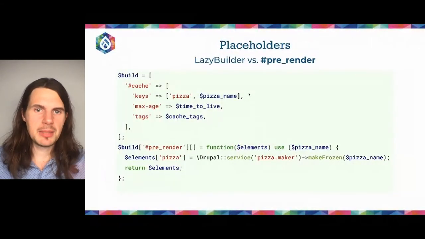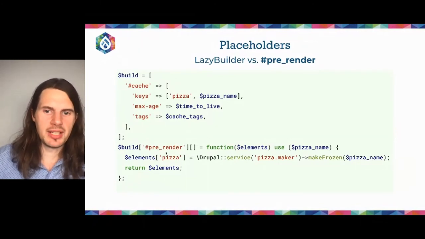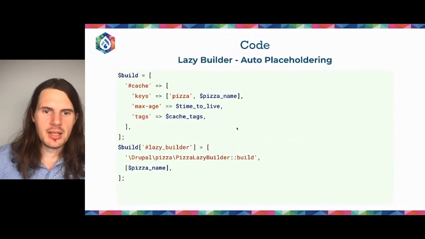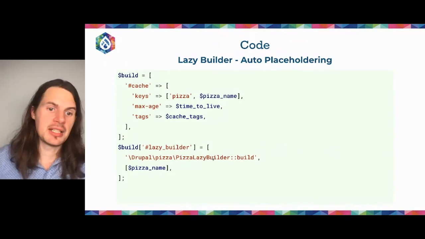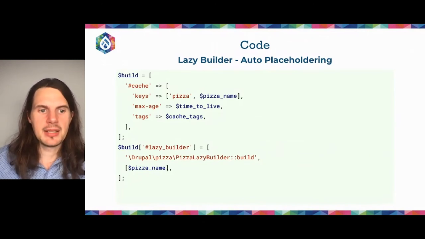So lazy builder versus pre-render. Pre-render, essentially, we have our function here. And lazy builder is we have a function to call. And what's very important is you need to also add it to trusted callbacks. There's this new trusted callbacks interface for that to work. And then you put the pizza name here. And the important thing is this cannot be an object.